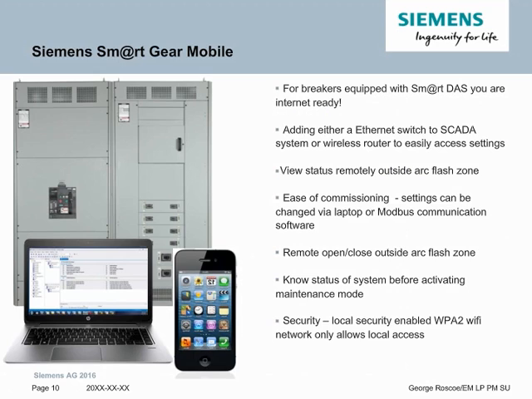Using the Siemens Power Config, you can actually adjust the settings on your laptop and download them to the devices over Modbus. There are some third-party apps that also allow you to open and close your breakers outside the arc flash zone. All these features allow you to know the status of your system before activating maintenance mode. When using wireless, we recommend you enable WPA2 security, and use the latest and greatest wireless routers.